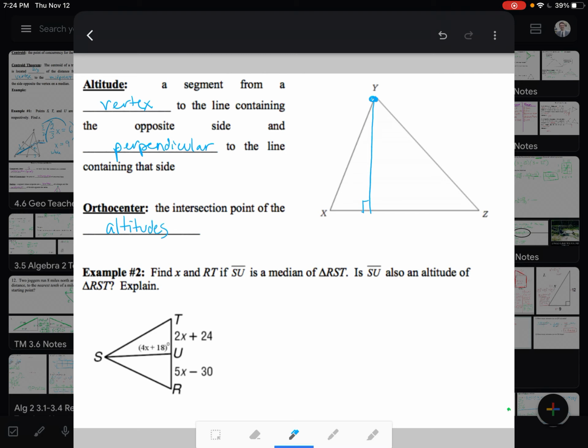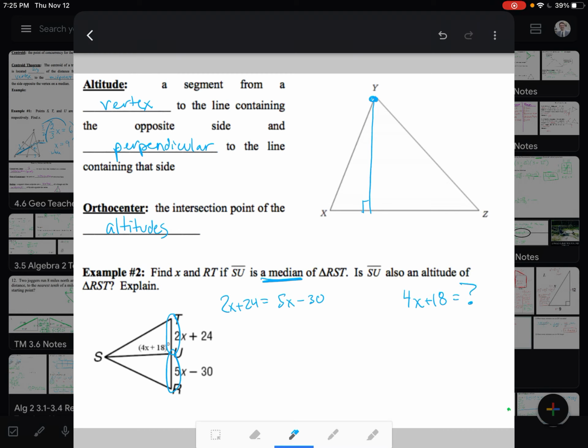So example number 2, we are told that we have a median, and that median tells us that this here and this here are equal to each other. So we're going to know that 2x plus 24 is equal to 5x minus 30. And we want to know, is this also an altitude? So when it goes down, does it cross at a 90-degree angle? So we want to see when we do 4x plus 18, what does this equal?